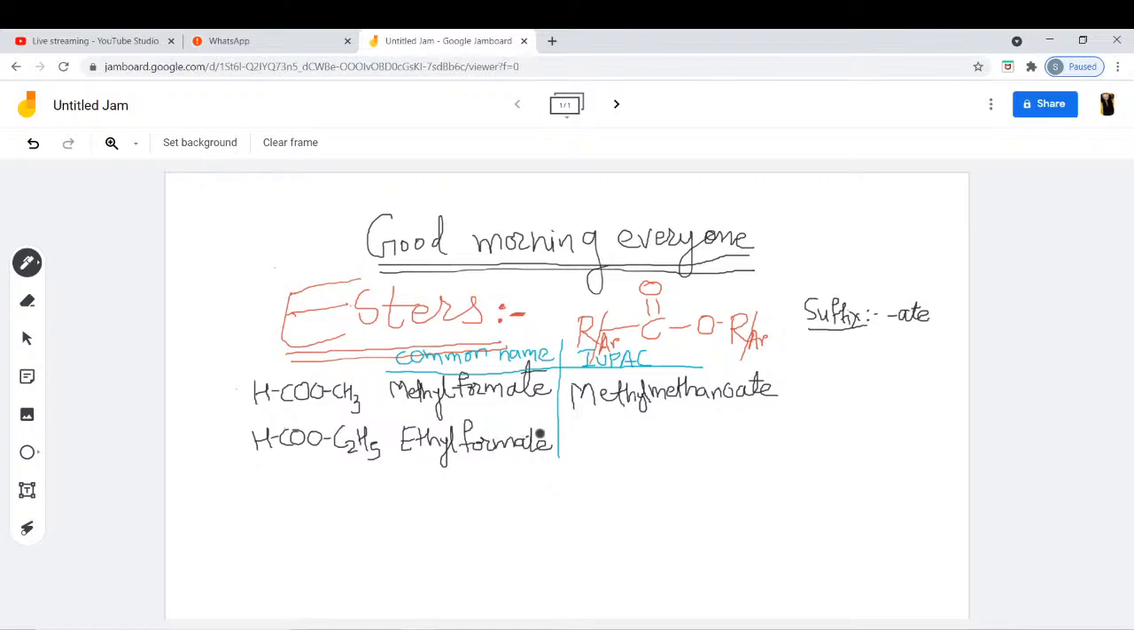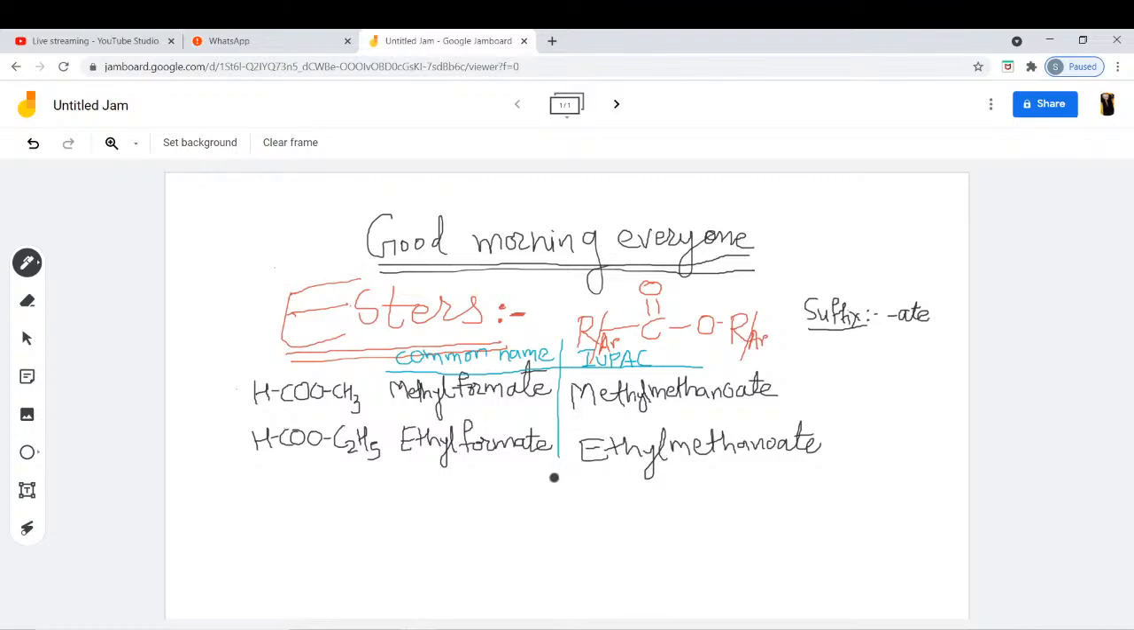Next, we said one carbon containing acid is again methanoic acid, so we call it methanoate. But an ethyl group is attached. The hydrogen atom is replaced by an ethyl group. So ethyl methanoate.